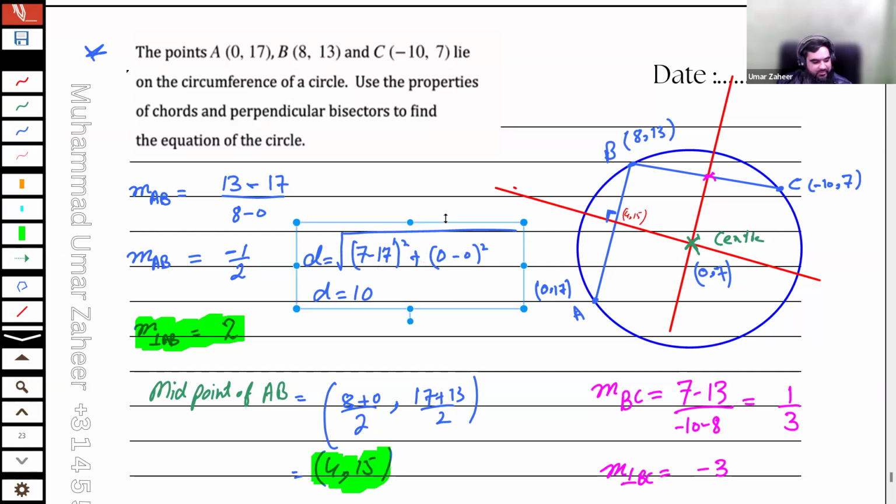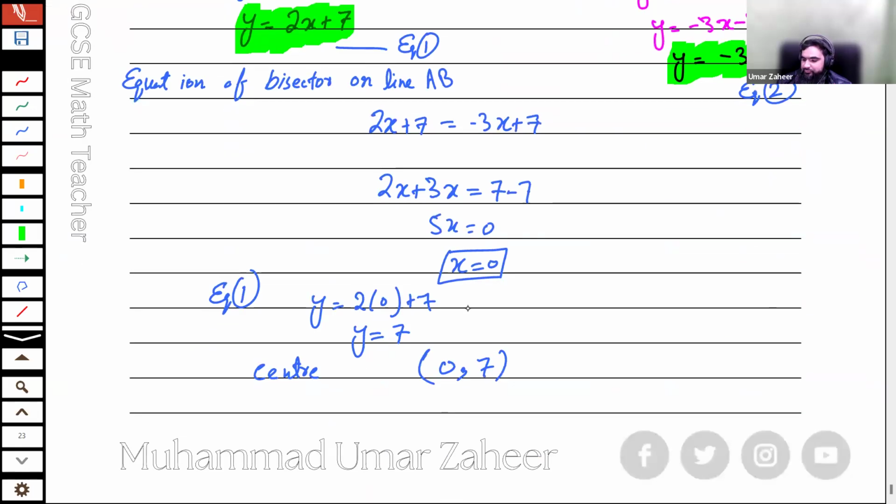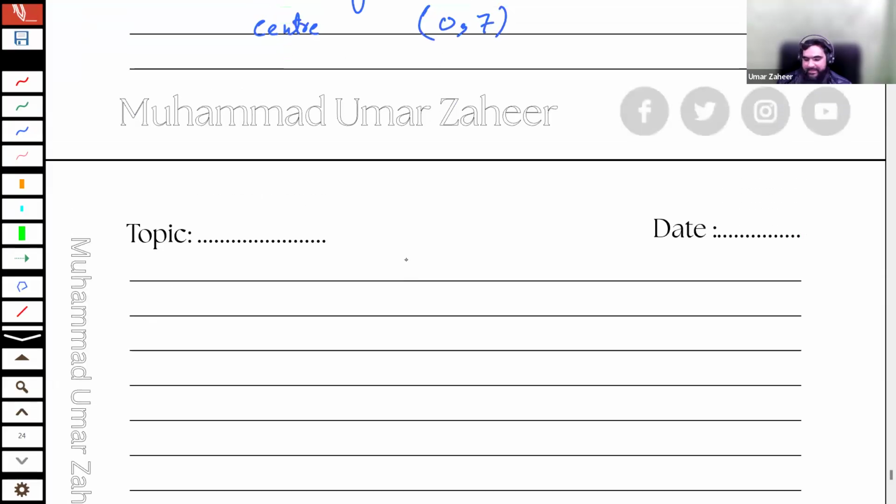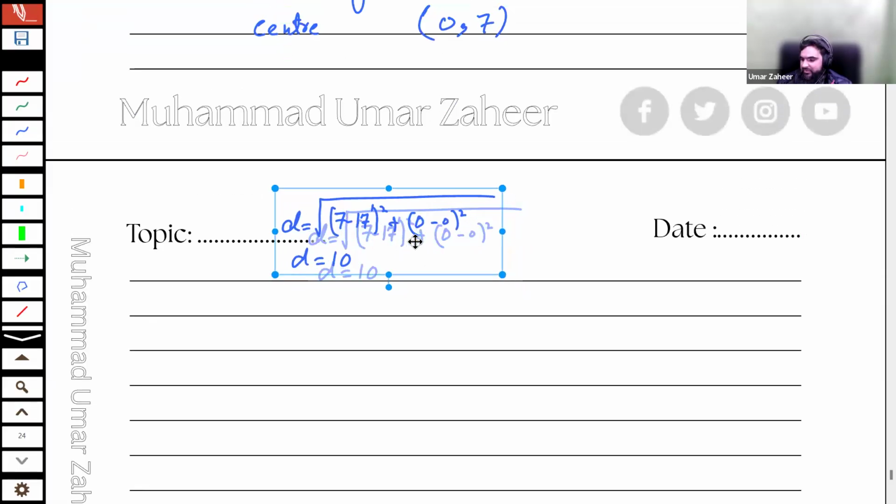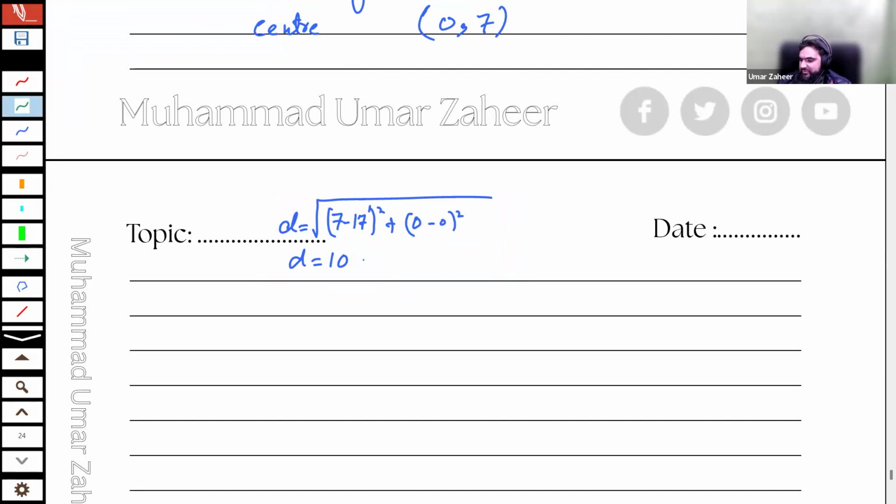Distance means it will be the radius. So I'm just going to get the radius equal to 10.